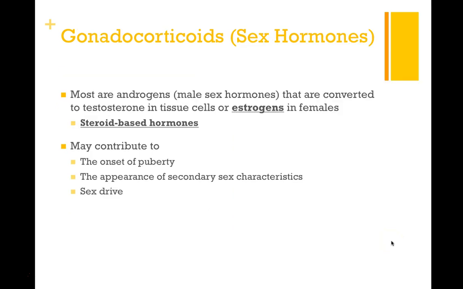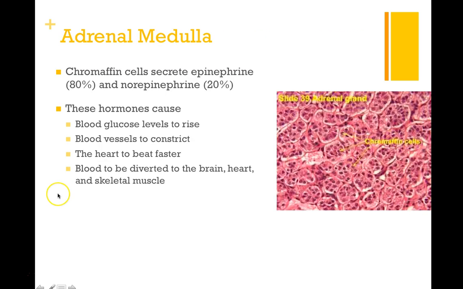Now let's quickly discuss our gonadocorticoids, or the sex hormones. Most are going to be androgens, also known as the male sex hormones, that will be converted to testosterone in tissue cells, or estrogens within females. We know these as steroid-based hormones or lipid hormones. They are going to contribute to the onset of puberty, the appearance of secondary sex characteristics, and sex drive.